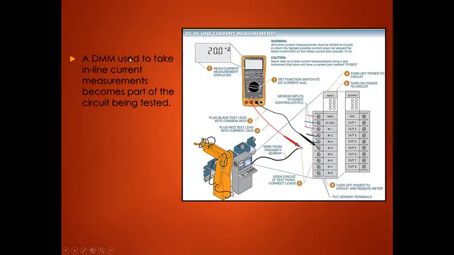A digital multimeter used to take inline current measurements becomes part of the circuit being tested. In your lab activity today, you will see how this is done, but if you're using the current meter or ammeter in a circuit, you must make it part of the circuit or put it in line with the circuit.